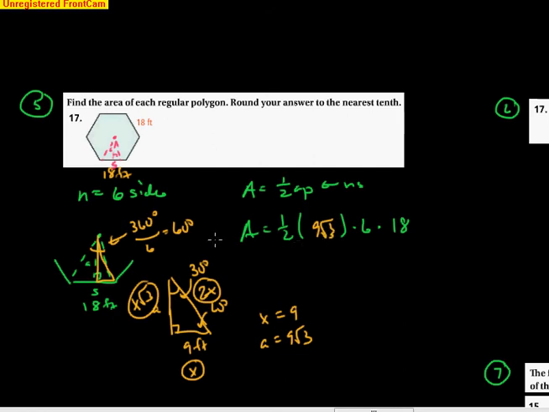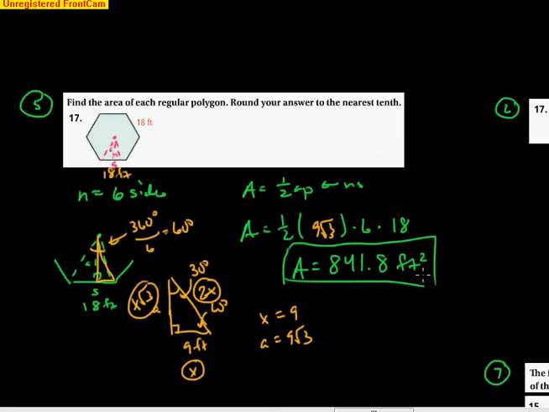And I use my calculator. So I'll do 0.5 times 9 radical 3. Make sure on your calculator you close the parenthesis around the 3, times 6 times 18. And I get 841.8. So let's just go 842. No, 841.8. It asks us to round to the nearest tenth. Okay, and that would be in feet squared. So remember, this is a special right triangle problem. However, if you want to use trig, that's fine too.